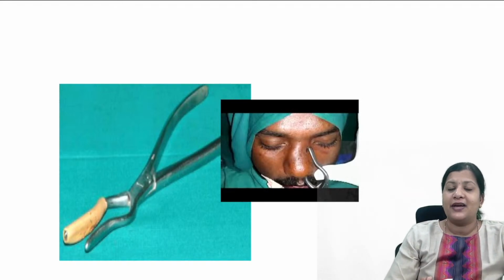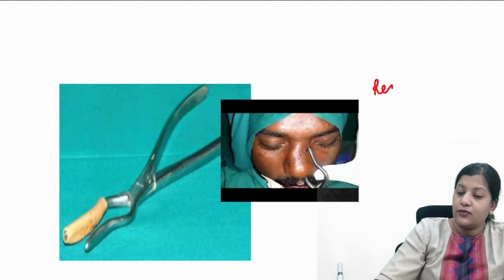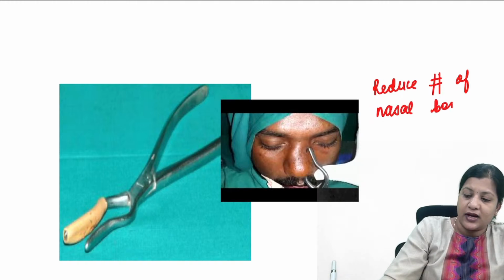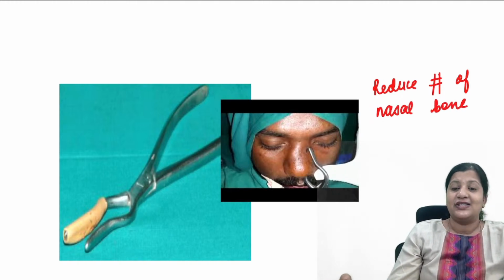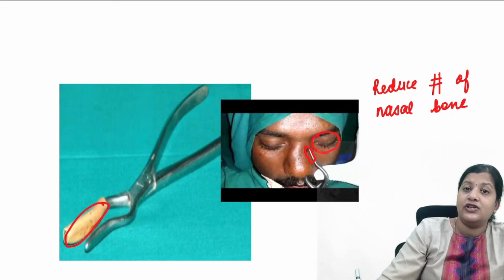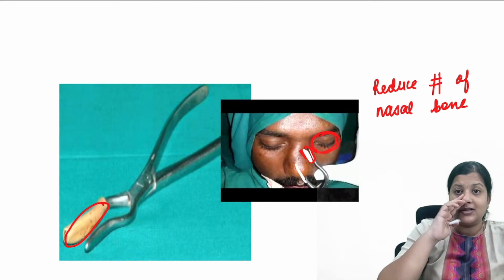Now look at this image and tell me what is the name of this instrument. So this is used to reduce fracture of nasal bones. Can you tell me what is this instrument used to reduce the fracture of the nasal bones? See, this one has a guard because when we are putting this instrument over the nasal bone, we do not want an injury to happen over the eye. So we keep one prong on the outside and another prong goes inside to reduce the nasal bone.